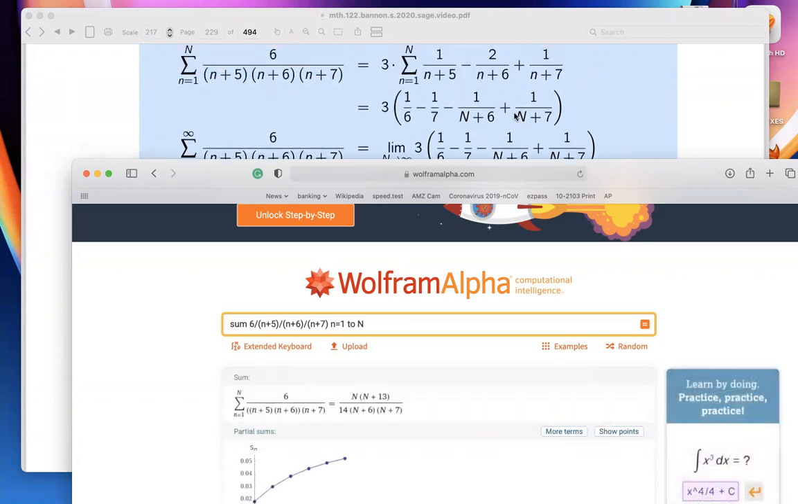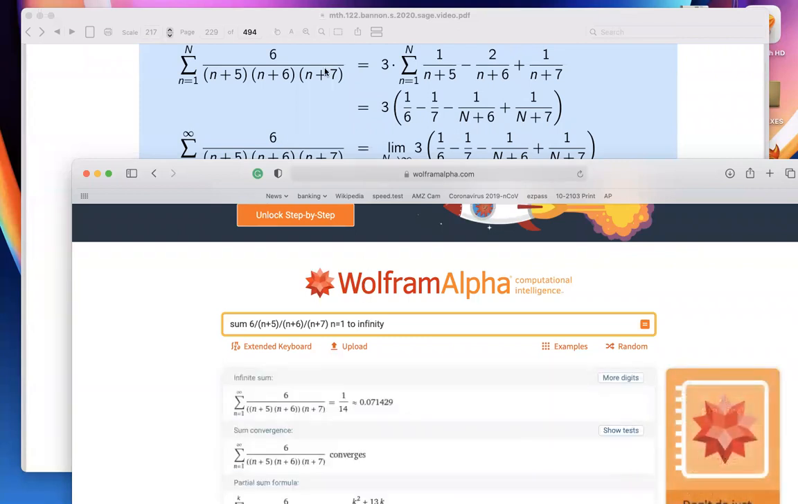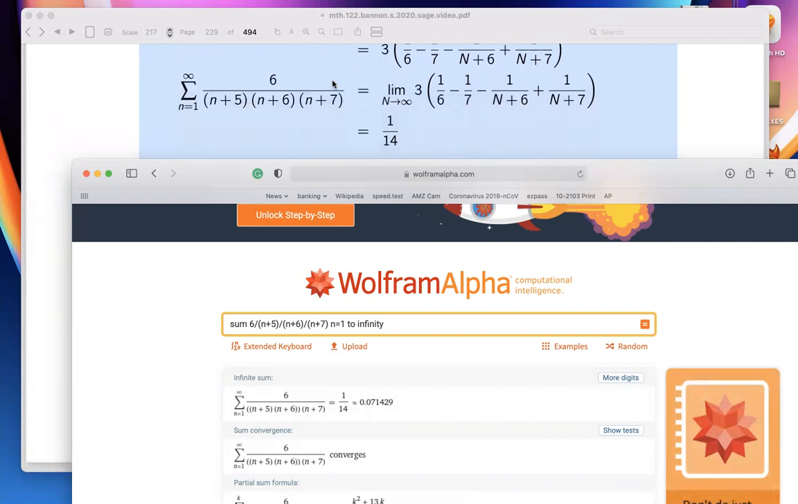What it gives back to me, you may not realize this, but it gives back this expression over here. You just may not realize that. And so how do you know that? I don't know that. I didn't do the work, but I think I typed it in right. N plus 5, n plus 6, 7. Yeah. Let me take the n and change it to infinity now. Again, I'm using Wolfram Alpha. This is a product that's available to you. And it gives me 1 over 14. Let me go to that. 1 over 14, as I expected.